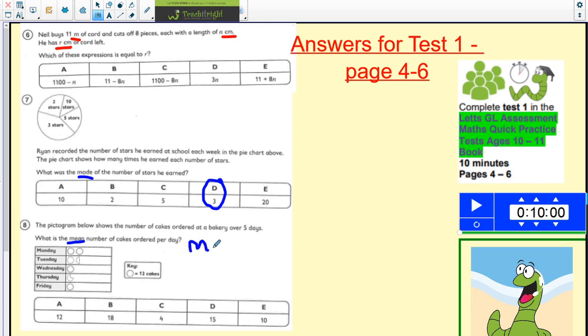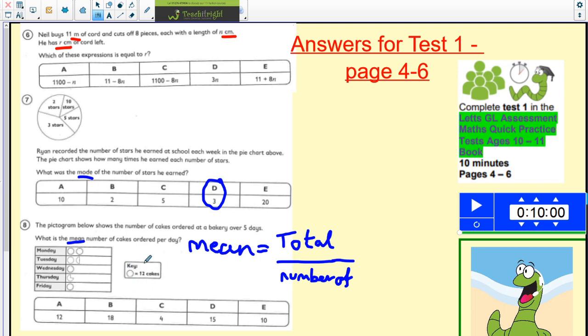So the mean, I'm going to write out a formula that you guys should all know by now. So to work out the mean, it's the total number added together divided by the number, or how many. I sometimes write the number of. So let's go through and have a look.